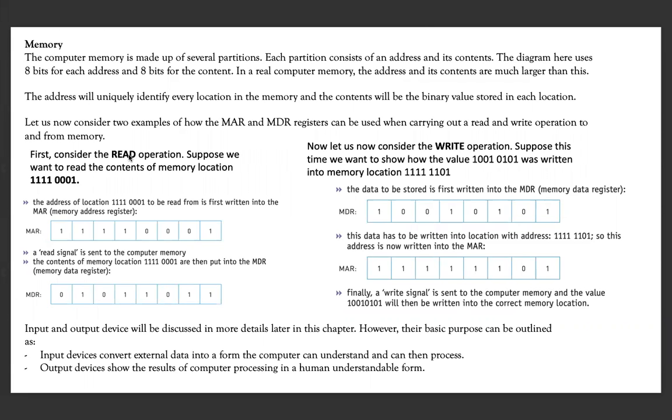First, consider the read operation. Suppose we want to read the contents of a memory location. This is the memory location I want to read contents from. So obviously, this address will belong in the MAR. As you can see here, MAR has the tetrad 0001, just like this. As mentioned before, MAR holds the address of where I am about to read data or where I am about to write data. Since I'm doing a read operation, where I'm about to read data from comes from the MAR.